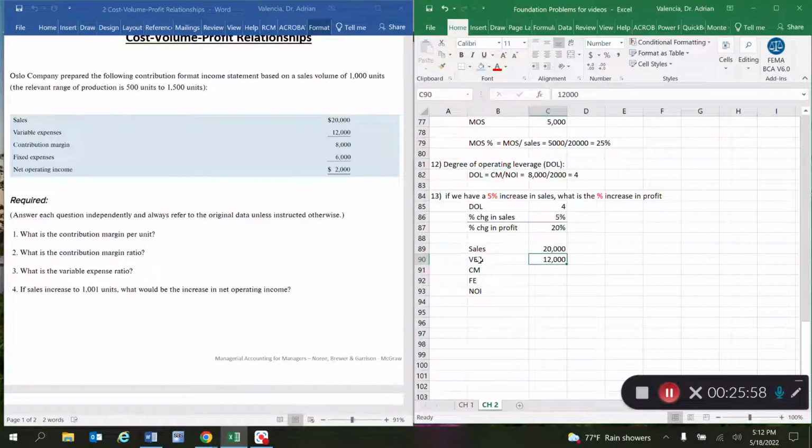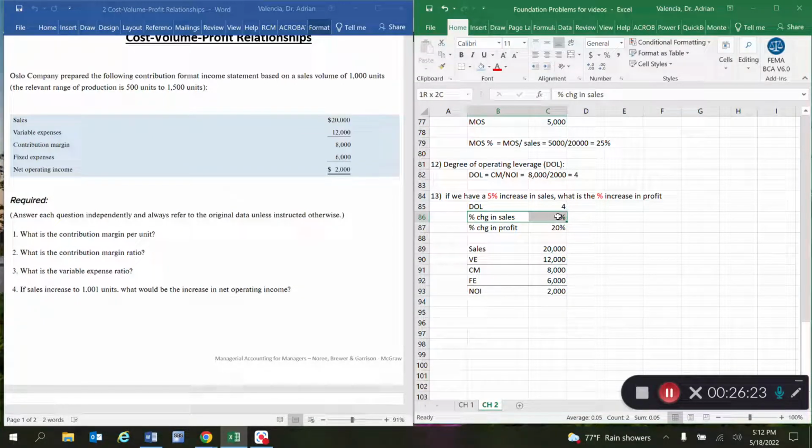Let me go ahead and do a line right here. And then this is $8,000. Fixed expenses, 6,000. And this gave us $2,000 profit. So this is all the original information. So now let's look at what they're saying here.